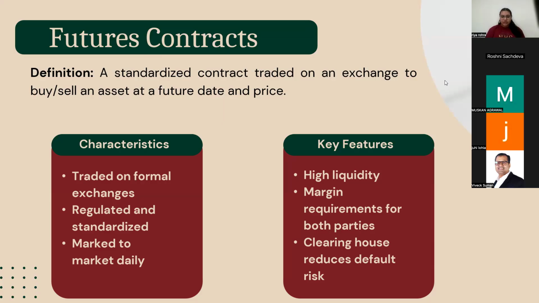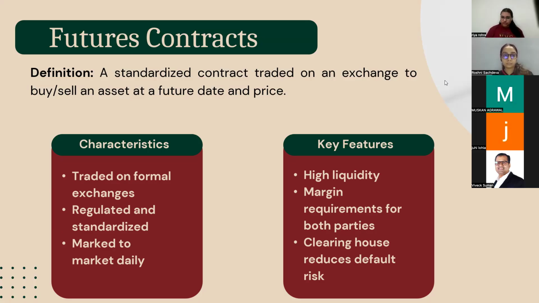for safety purposes. For example, an investor expecting gold prices to rise could buy a future contract on MCX. MCX means Multi Commodity Exchange. If the gold price goes up, the investor profits by selling those contracts at a higher price.